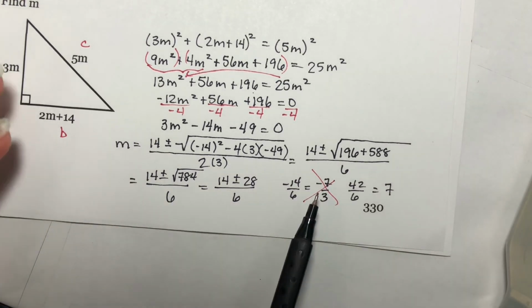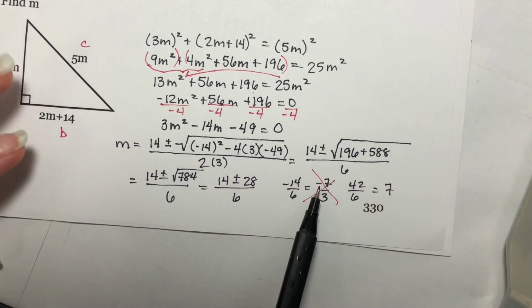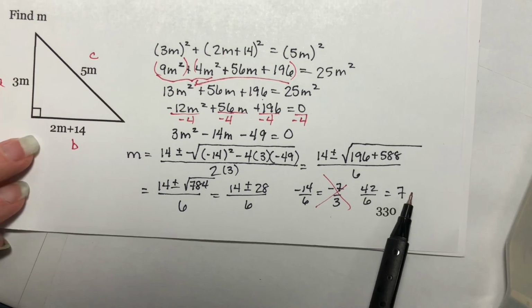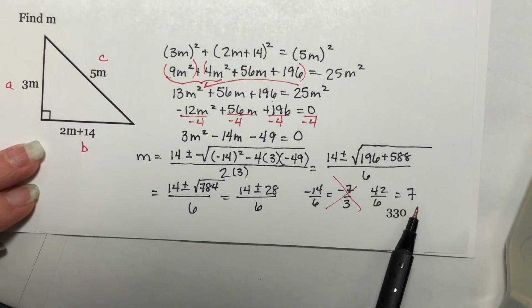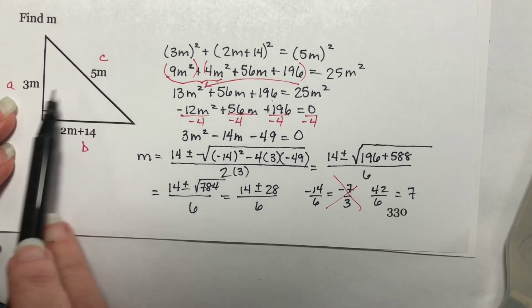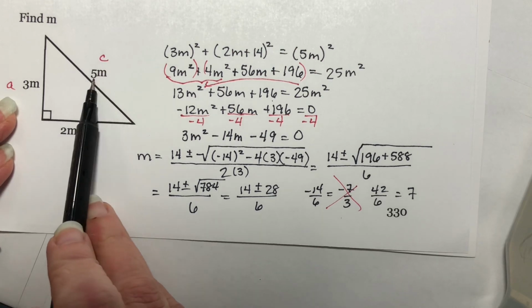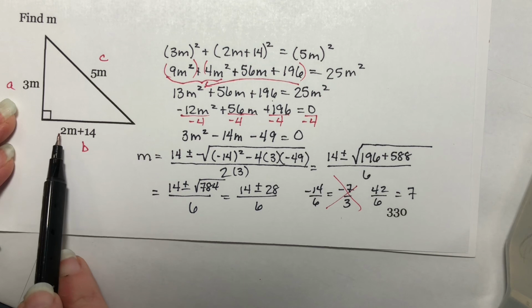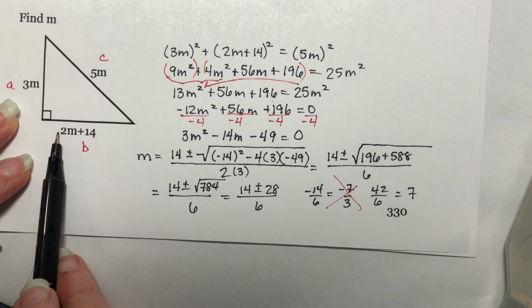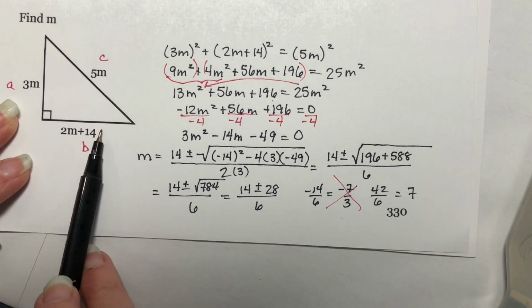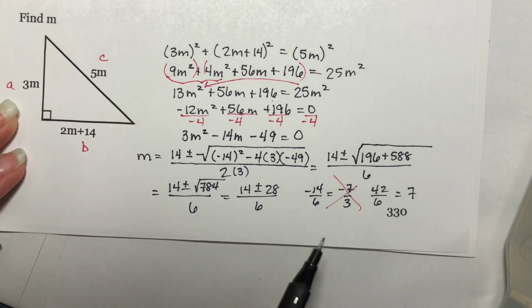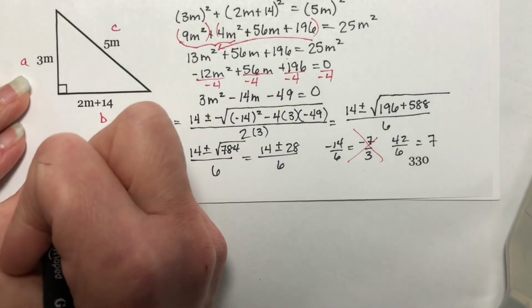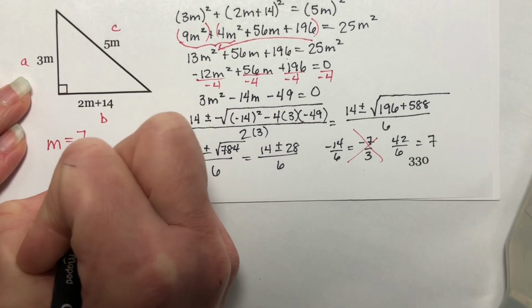Now, just like this is not necessarily bad just because it's a negative, this is not necessarily good just because it's a positive. We do need to make sure that it makes sense on all these sides. That's going to be 35. This is going to be 21. So those are both okay. And then this would be 14 plus 14. So that's also positive. So that's okay. So in this case, your answer is m equals 7.